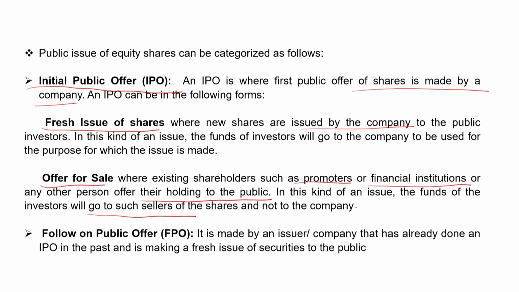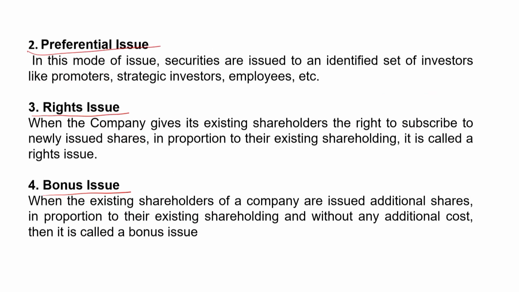The next type of issue under the initial public offering is the follow-on public offer. A follow-on public offer is made by an issuer or company that has already issued an IPO in the past, and it is making a fresh issue of securities to the public for raising some additional funds from the market. So these are the various types of issues discussed under the initial public offering. Now the next kind of issue is the preferential issue. In this mode, securities are issued to an identified set of investors, such as the promoters of the company, strategic investors or the employees of the company, etc.